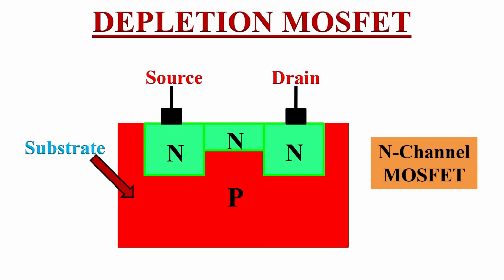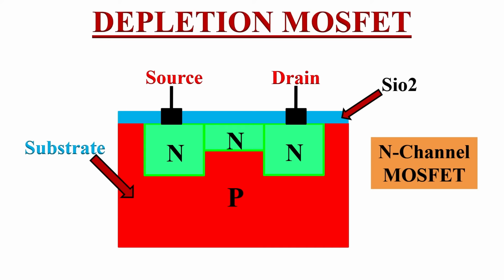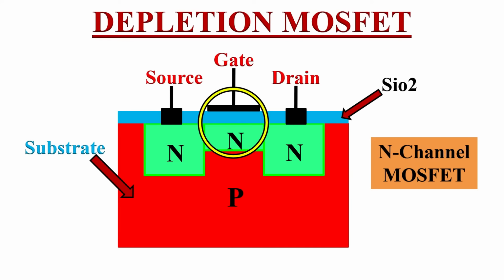Another heavily doped N region is added between the drain and source regions. Now the entire surface of the substrate is coated with an insulating layer of silicon dioxide. On this layer of silicon dioxide, a thin metallic plate is placed and a gate terminal is brought out from this metallic plate. If we observe over here, the gate contact is insulated unlike source and drain contact. This is how an N-channel MOSFET is constructed.